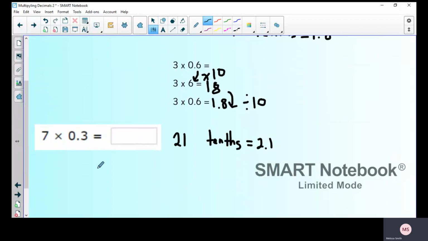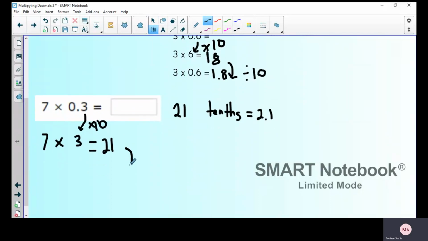And I also could turn my decimal into a whole number. So 7 times 3. How did I turn my 0.3 into 3? I multiplied it by 10. 7 times 3 is 21. If I made my 0.3 10 times bigger here, I then need to make my 21, my answer, 10 times smaller. So the answer is 2.1.